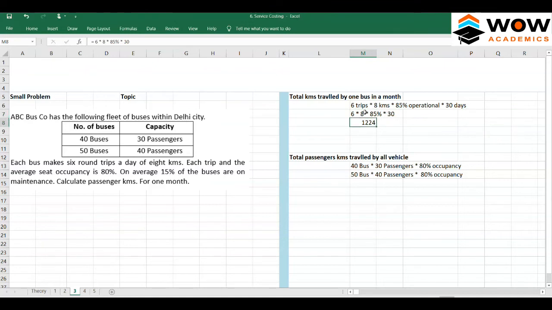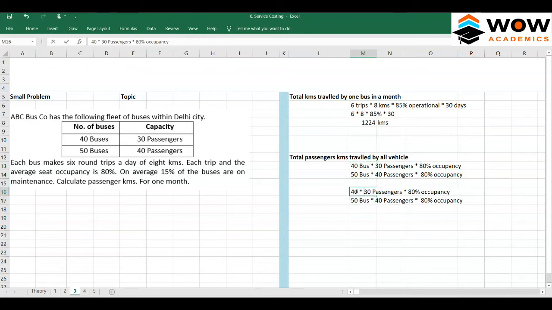Okay, so totally one bus travels in a month for 1224 kilometers. Now we have these elements here. These elements will tell you what the total passengers are. So we'll start with these two buses. We'll get their numbers.